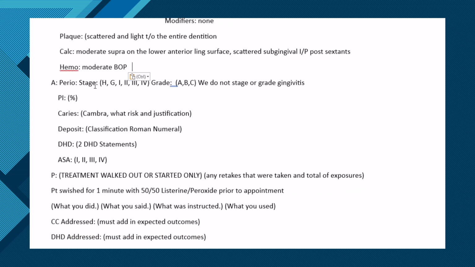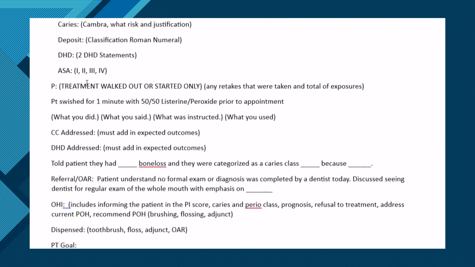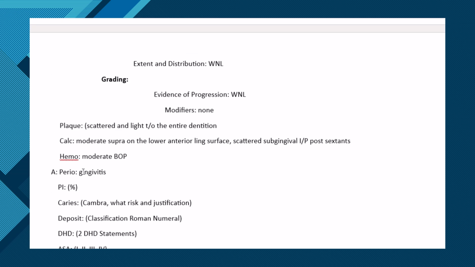When it comes to perio stage, we do not grade or stage if the patient is healthy or if the patient has gingivitis. So my patient has gingivitis because the gingival tissue is showing signs of inflammation, and the patient has no bone loss. So I'm going to go ahead and get rid of all of this. And say my patient has gingivitis.